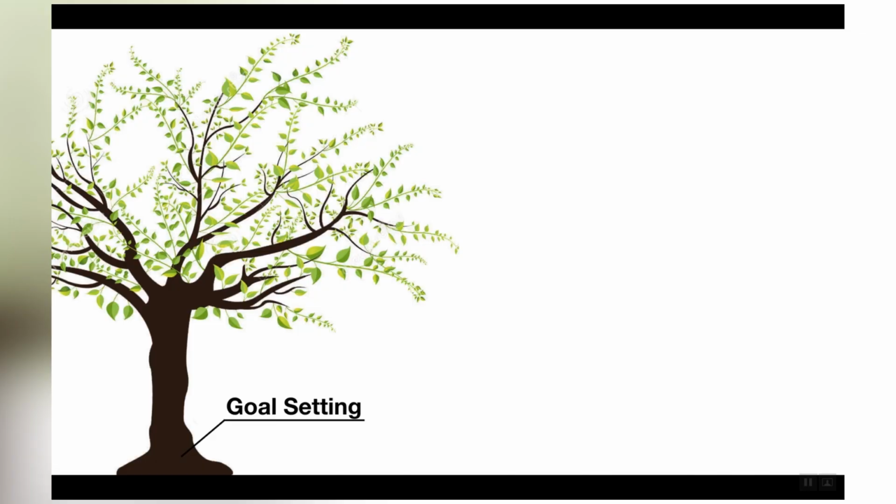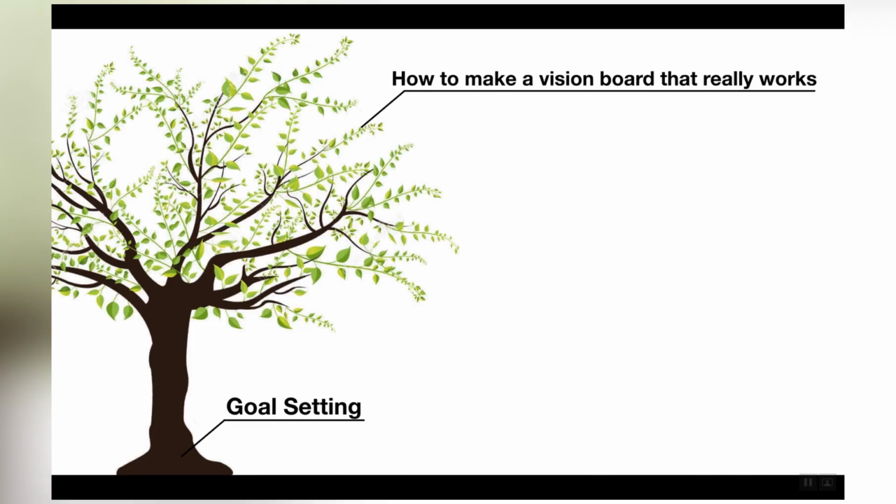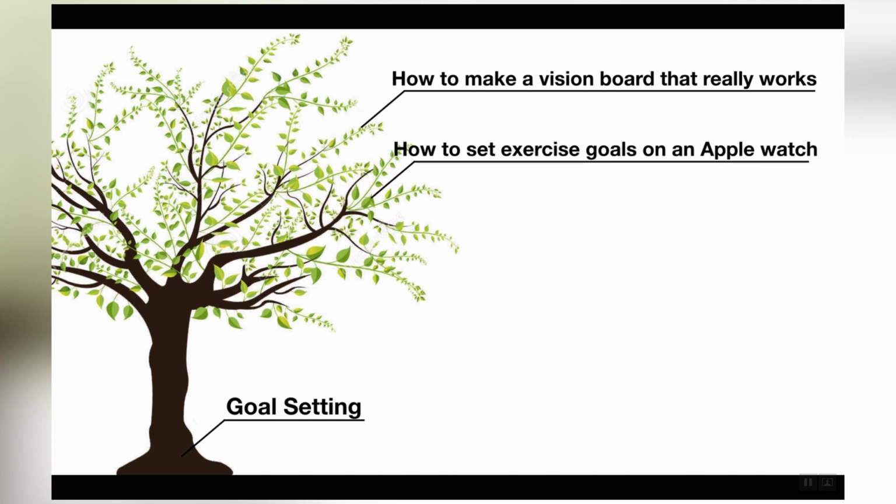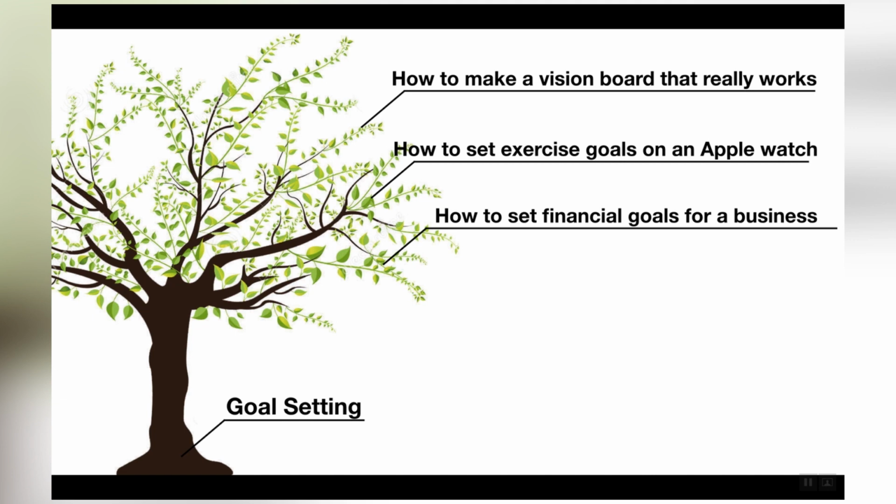All right, so now let's dive into some examples. Let's say you want to make some videos on goal setting. Leaf topics might be how to make a vision board that really works, or how to set exercise goals on an Apple Watch, or how to set financial goals for a business. All of these are really specific, and I didn't make these up. We used a tool to do keyword research and find the actual questions that people are searching for online. So these questions have consistent search volume every single month. That's why they make great leaf topics.